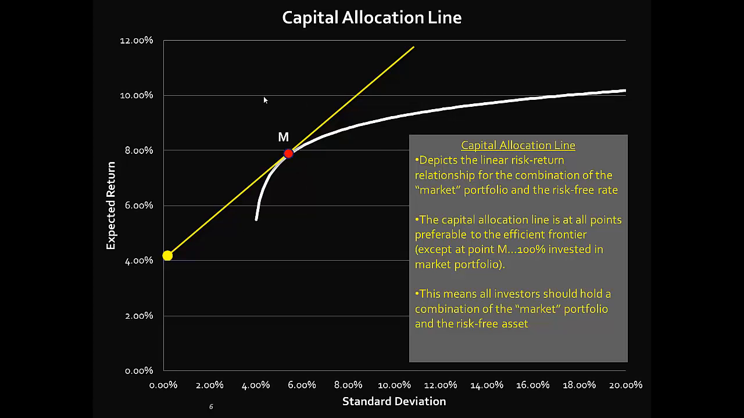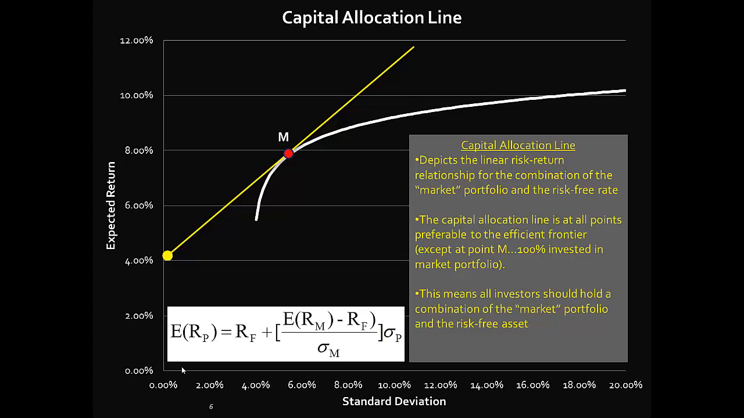So the capital allocation line depicts the linear risk-return relationship for the combination of this optimal risky portfolio and a risk-free asset. Like we said, it is at all points preferable to the efficient frontier except at the tangency point. This means that all investors should prefer to hold some combination of that optimal risky portfolio and the risk-free asset.